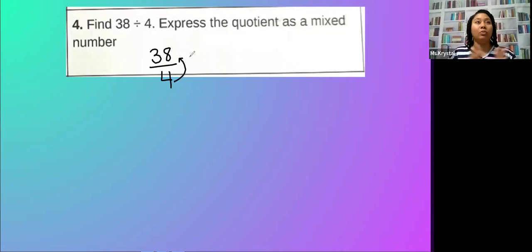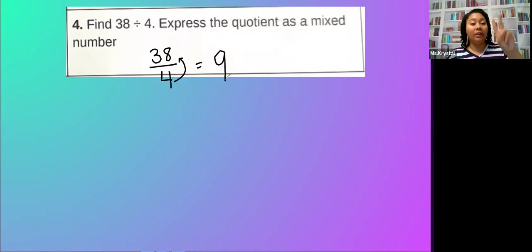Let's think. Do we know 4 times 5? 4 times 5 is 20. It's okay to kind of start in the middle to see if you need to go up or down. So 4 times 5 is 20. That's not big enough. I think we can go higher. 4 times 6 is 24. 4 times 7 is 28. 4 times 8 is 32. Oh, we're getting closer. 4 times 9 is going to be 36. That is as close as we're going to get. So we're going to say that it goes in 9 times, and let's see what our remainder is.